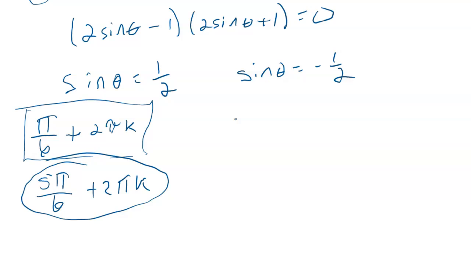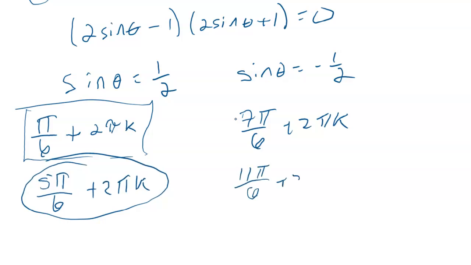What about sine theta is equal to negative 1/2? That's going to be in the third and fourth quadrant. So this would be, let's see, 7 pi over 6 plus 2 pi k, and 11 pi over 6 plus 2 pi k. Now we can simplify this somehow. Let me draw a picture. I believe this one and this one have the same reference angle, and they're a pi apart, so they're 180 degrees apart.